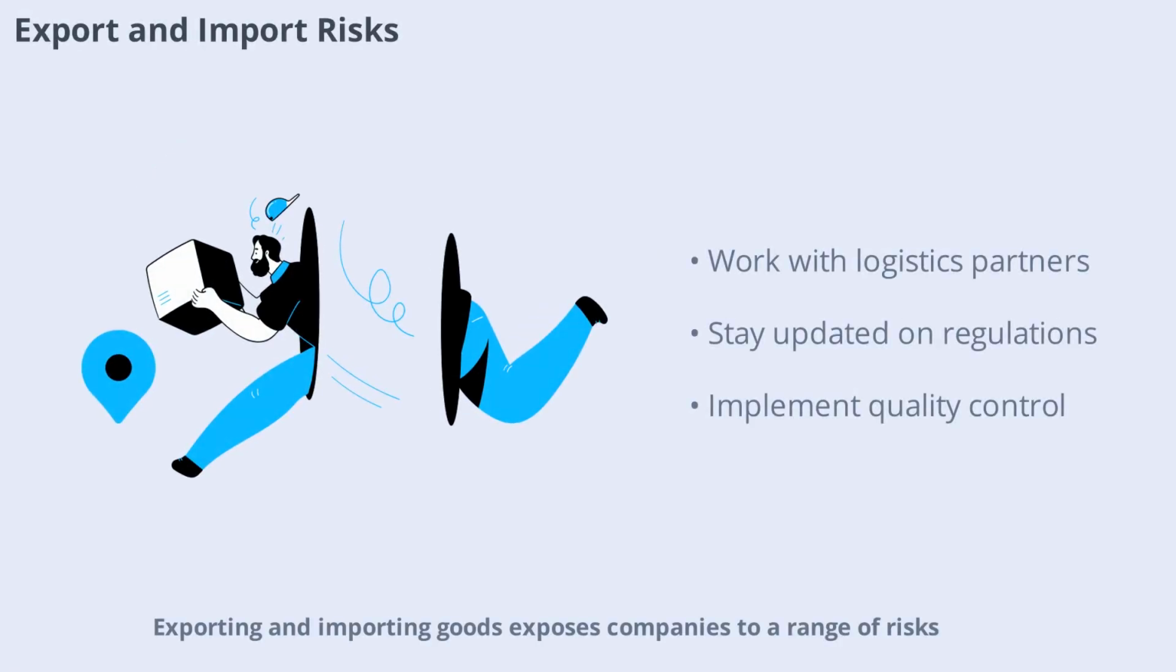Exporting and importing goods exposes companies to a range of risks, including customs delays, regulatory changes, and quality issues. To manage these risks, businesses should work with experienced logistics partners, stay updated on trade regulations, and implement quality control measures. Diversifying shipping routes and maintaining strong documentation can also help minimize disruption.